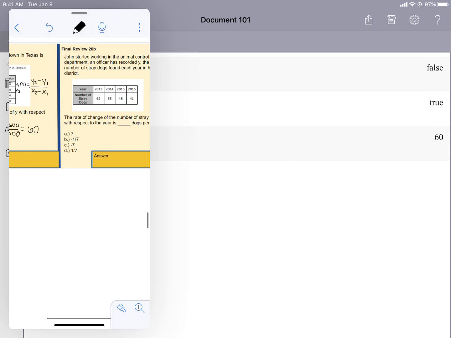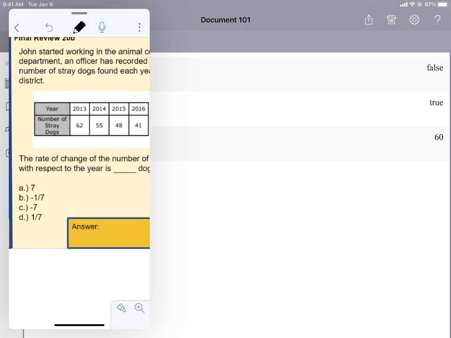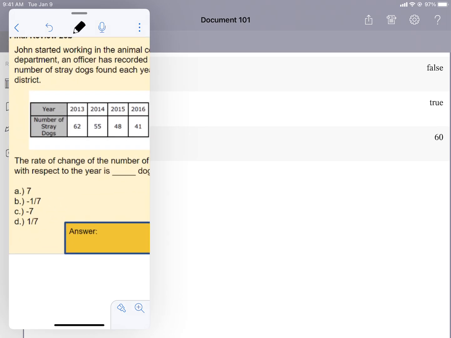Okay, now for 20B, I'm going to show you a different way on the calculator to do it. So it says, John started working on the animal control department, and an office has recorded Y, the number of stray dogs found each year in this district. The rate of change of this number of stray dogs with respect to the year is blank dogs per year. Okay, so what we're doing is, again, the rate of change, which means slope. This is my x value, this is my y values.